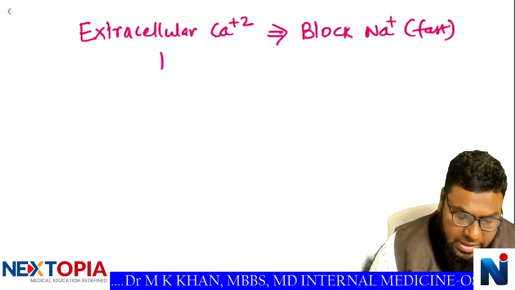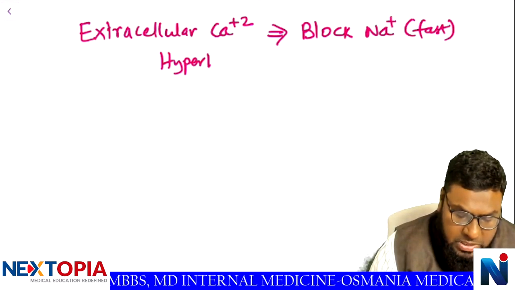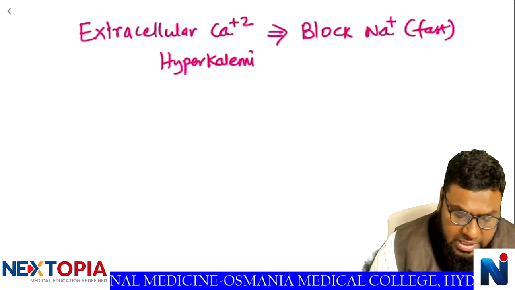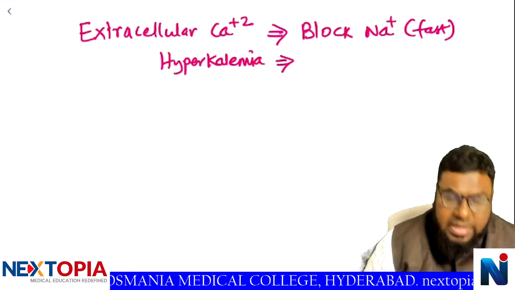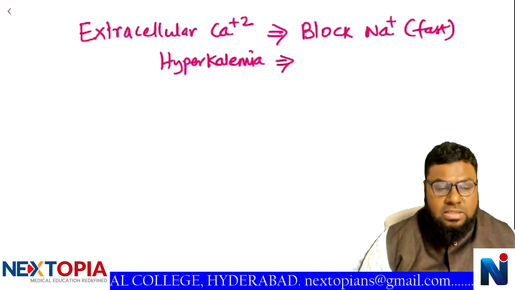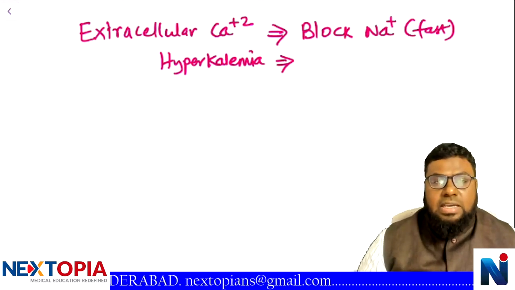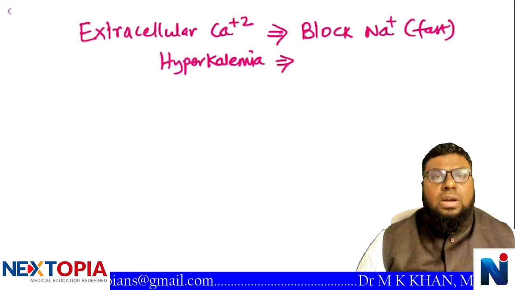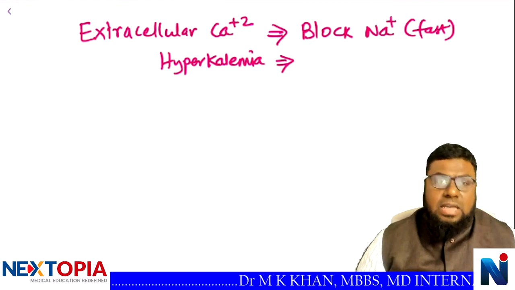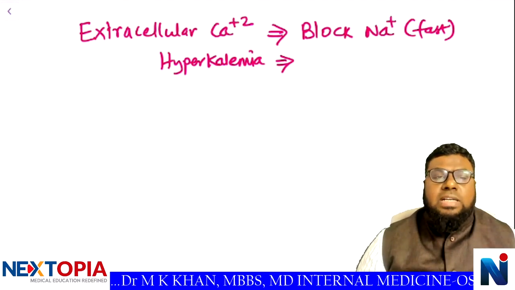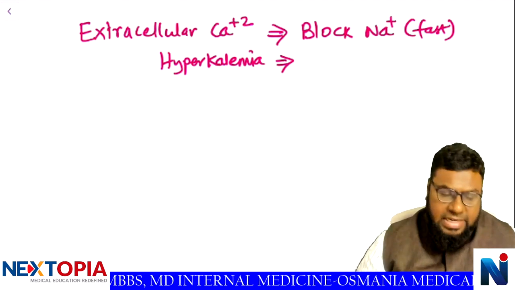I already told you that hyperkalemia also keeps the inactivated state, prolonged inactivation of the sodium channels, hence the fast channel activity is coming down. Alright, neuronal excitability comes down. Another type of important channel that you need to understand is the voltage gated potassium channel.